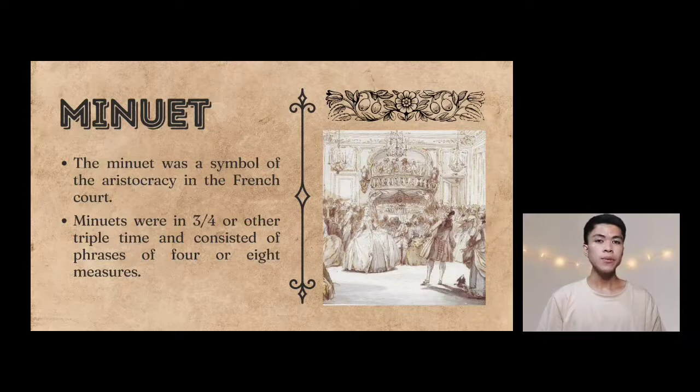Most minuets were in 3/4 or other triple time and consisted of phrases of 4 or 8 measures. There are 4 figures in minuets, and the main figure is performed in an S or Z pattern. This dance lost its favor during the second half of the century with increasing resistance to the monarchy and was no longer performed after the French Revolution.